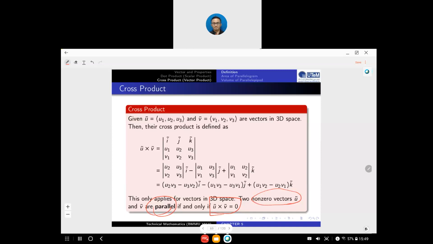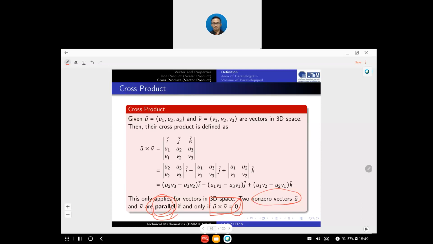But for cross product, if it equals zero, it means that the vectors are parallel. Okay, this question 2 is usually popular. Whether you want to check if it is parallel or orthogonal: if you want to check orthogonal, dot product equals 0. If you want to check parallel, cross product equals 0. Make sure you remember this one.